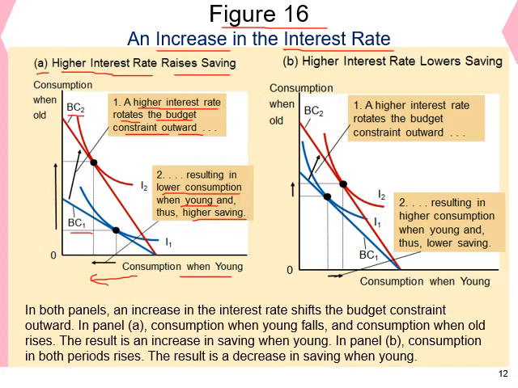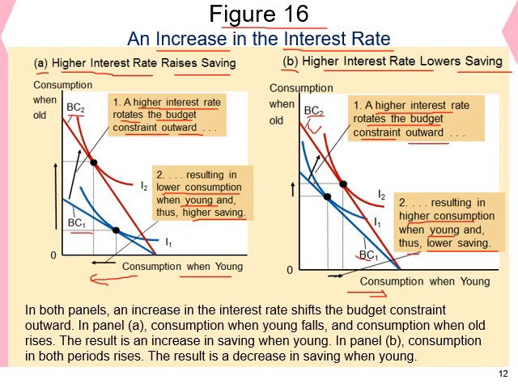On the other hand, panel B shows a higher interest rate and lower saving. A higher interest rate rotates the budget constraint outward from BC1, the blue line, to BC2, the red line, which will result in higher consumption when young. Consumption will increase when young, and that means lower saving.